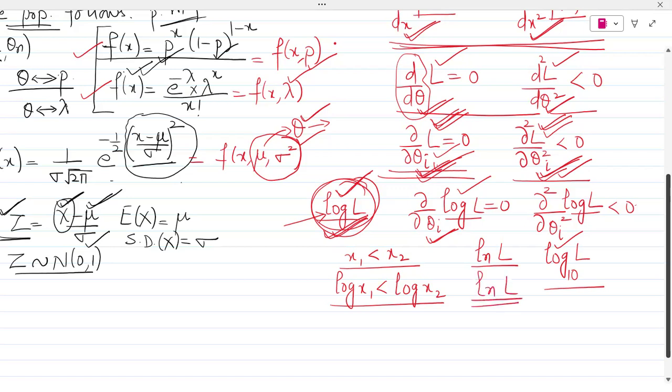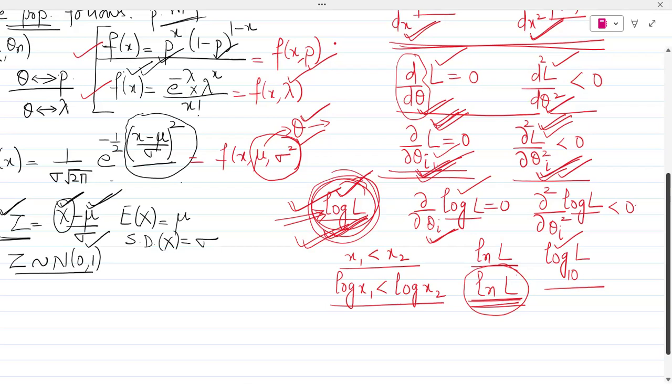This notation is not used by most of the authors. Most of the authors use the other notation, so I will be using this one also. Moreover, working with ln L may create some confusion. That's why I will be using this notation. But once again, this log is with base e, not with base 10.